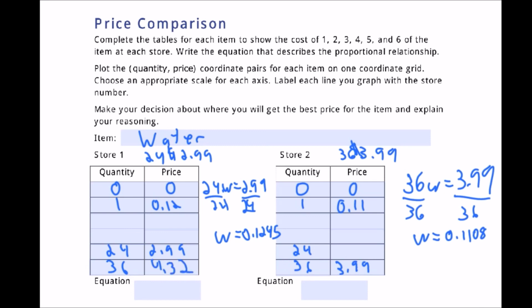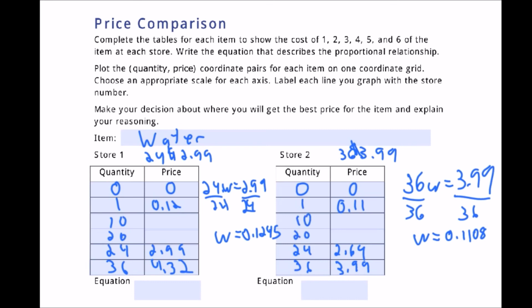And if I do it for the other one, 11 cents times 24, I'm going to get $2.64. So you can compare it both ways. Either way, store 2 is going to be cheaper. And then I can just pick numbers here. Let's say this is 10 and 20. Do that the same for both.